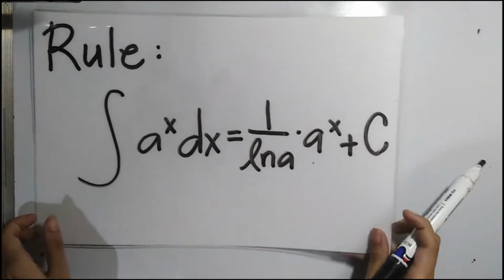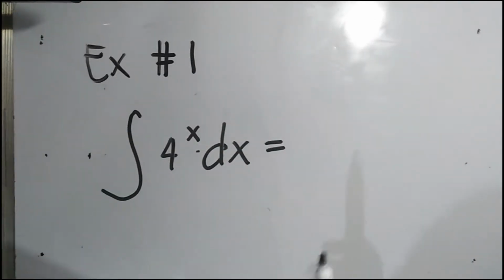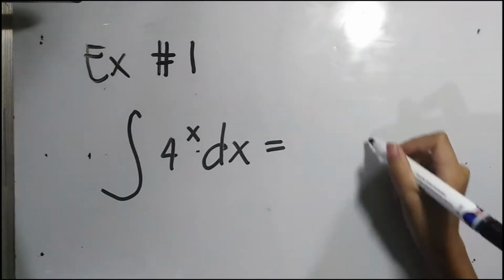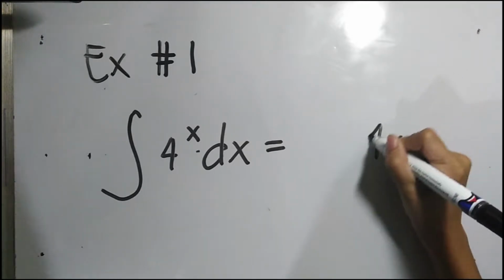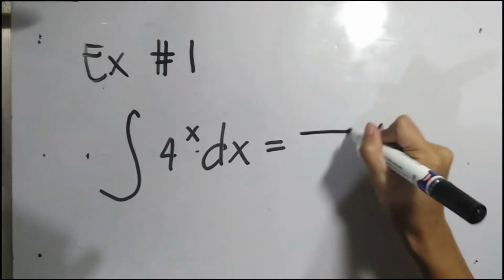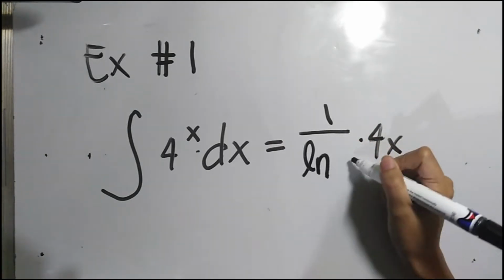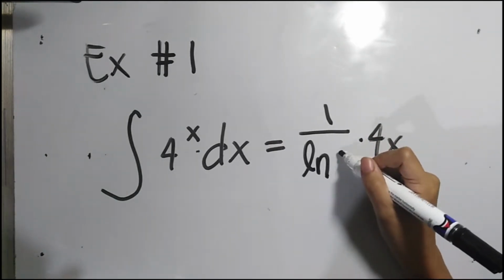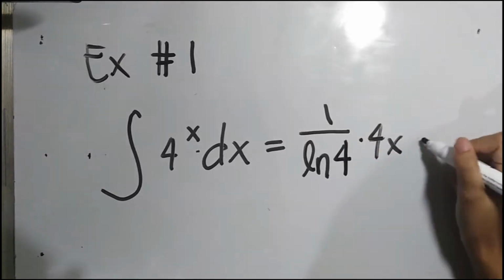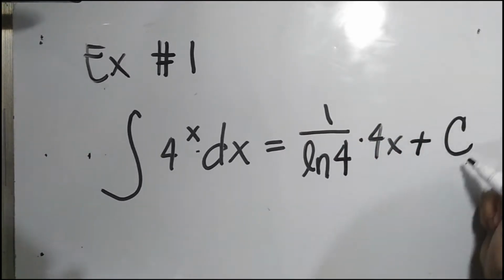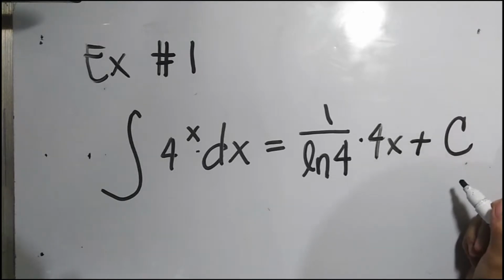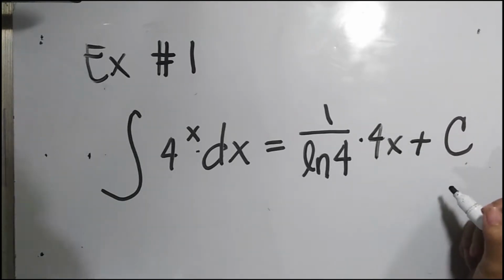So let's go back to the example. According to the rule, it is equal to itself multiplied by 1 over ln with its base, which is 4, plus c. So let's go to the next example. Example number 2.